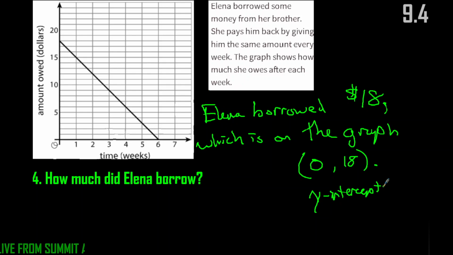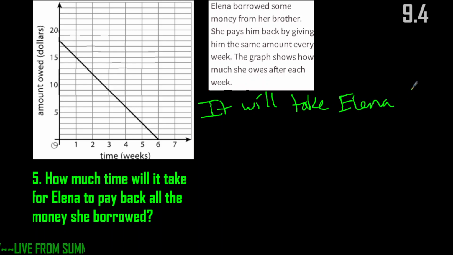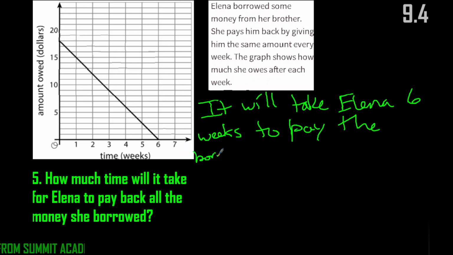Then for number 5, it says how much time will it take for Elena to pay back all the money she borrowed? Well, as we follow the graph, it's similar to that problem with Noah where he's seeing how much money's left in his fare card. We would say it will take Elena a total of 6 weeks to pay the borrowed money back.